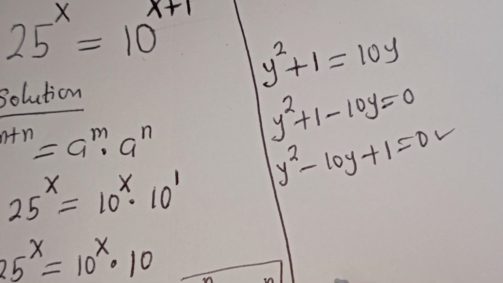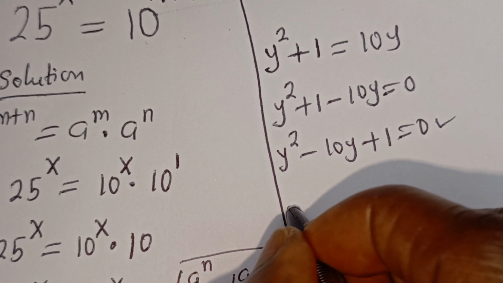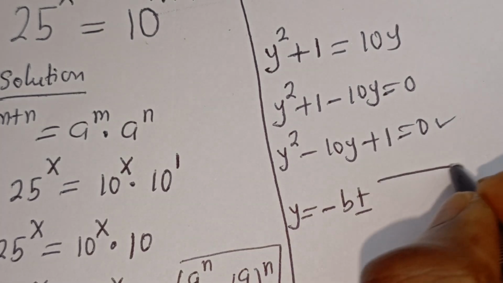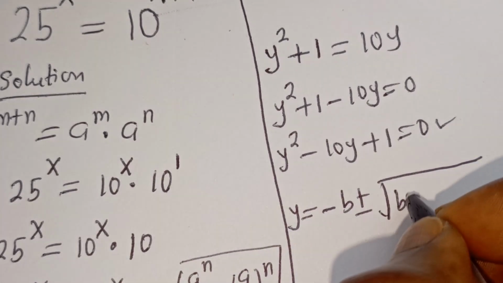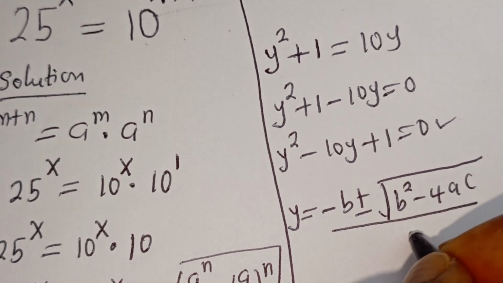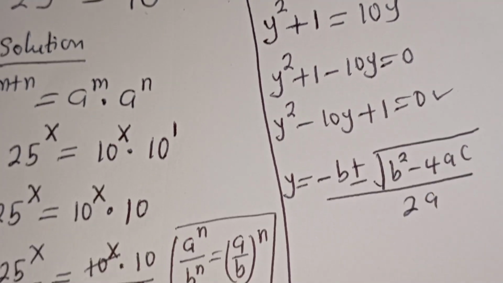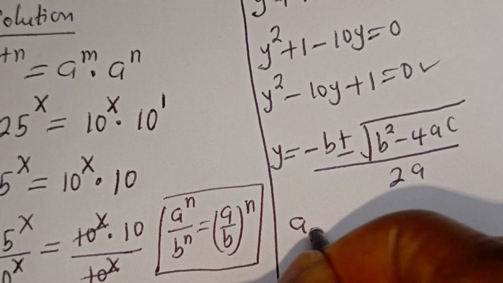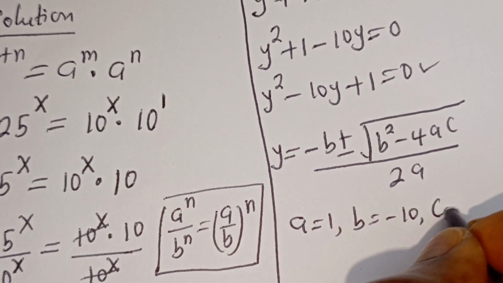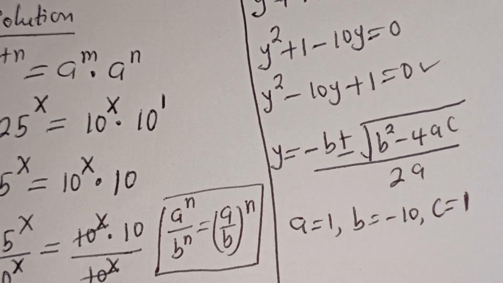This is a quadratic equation. Let's solve this using the quadratic general formula. y is equal to minus b plus or minus the square root of b squared minus 4ac, divided by 2a. And from this equation, a equal to 1, b equal to minus 10, c equal to 1.